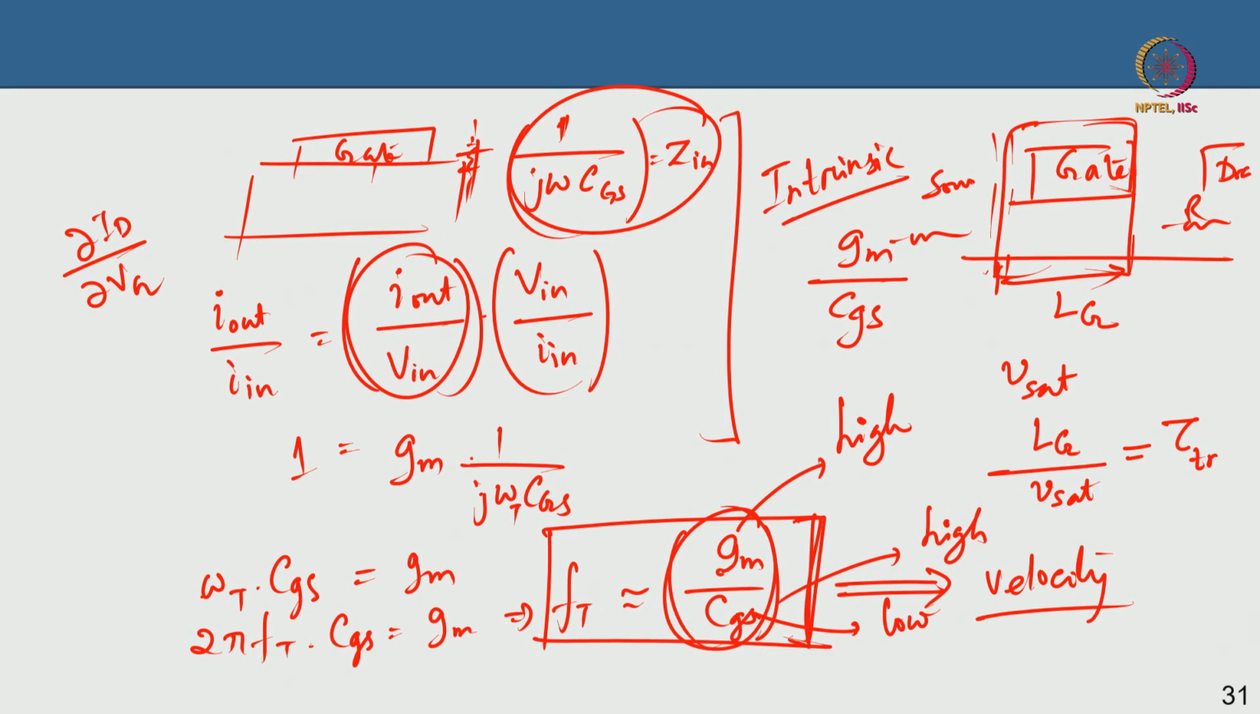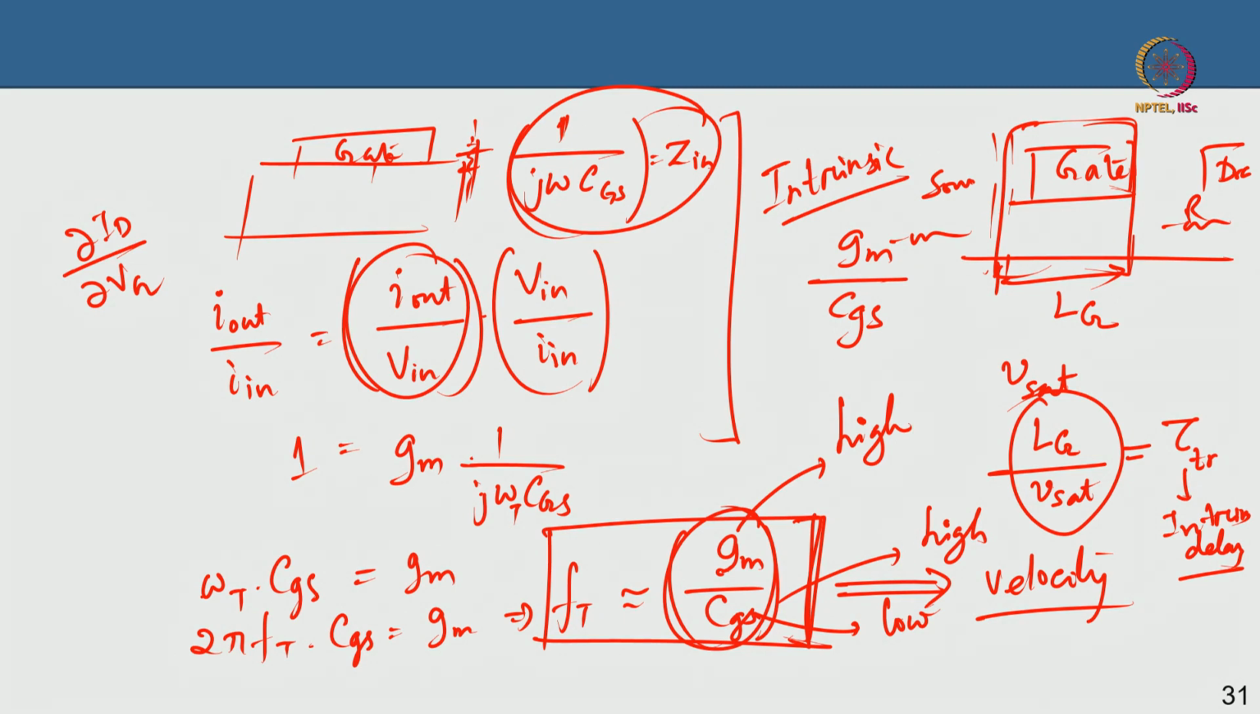This is your intrinsic delay. Intrinsic delay is basically the delay that comes because the electrons take a finite time to travel below the gate, and that is precisely given by the gate length divided by the velocity of saturation. This intrinsic delay is the minimum delay that you will have in your device. You cannot have a delay lower than this. So, intrinsic delay is Lg by Vsat. Now, the total delay is, of course, to this you have to add parasitic delay, extrinsic delay, etc.